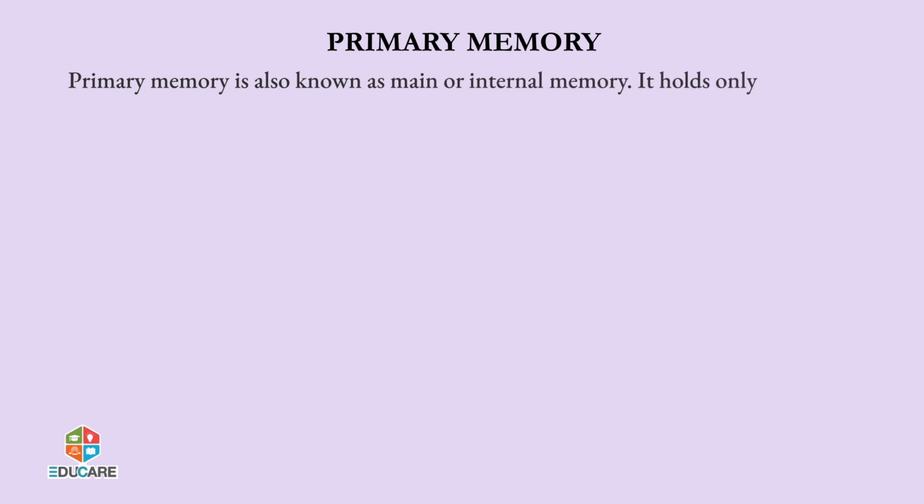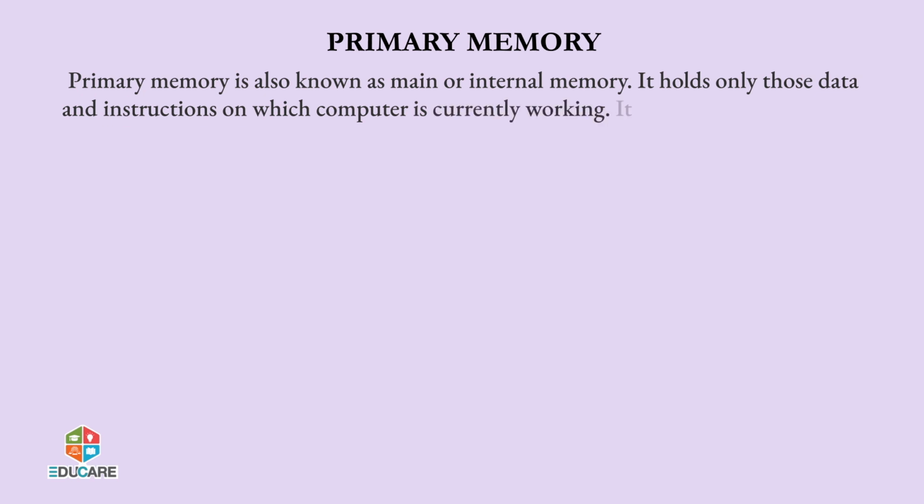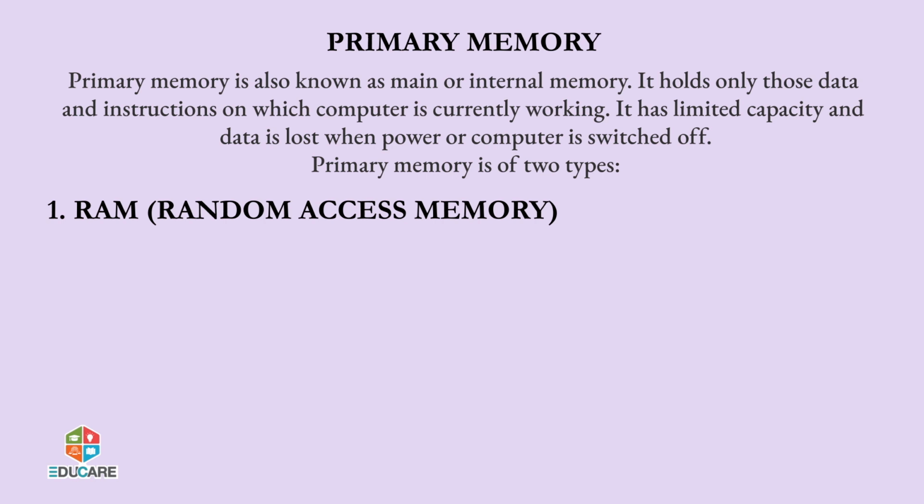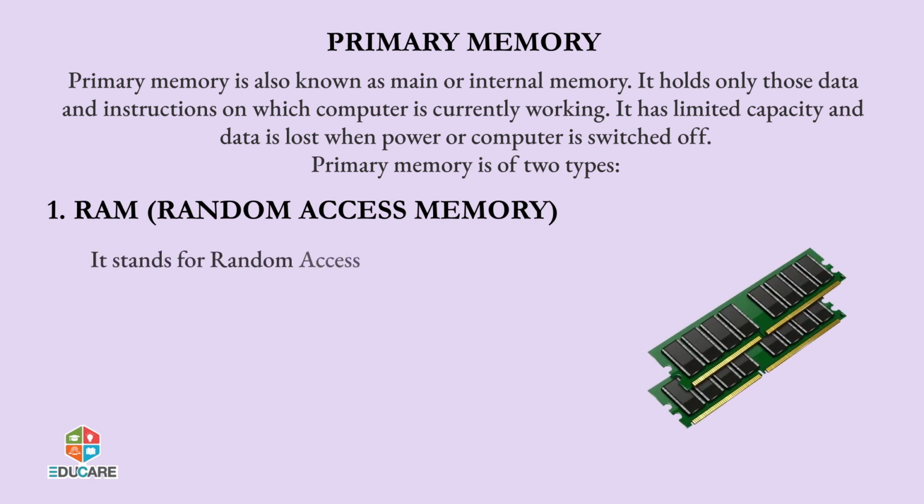Primary memory. Primary memory is also known as main or internal memory. It holds only those data and instructions on which the computer is currently working. It has limited capacity and data is lost when power or the computer is switched off. Primary memory is of two types. RAM, random access memory. It stands for random access memory.